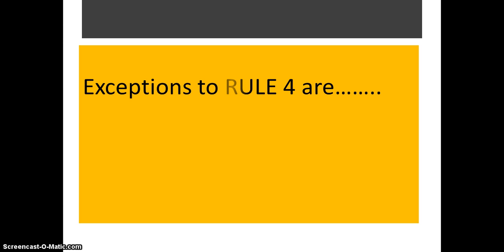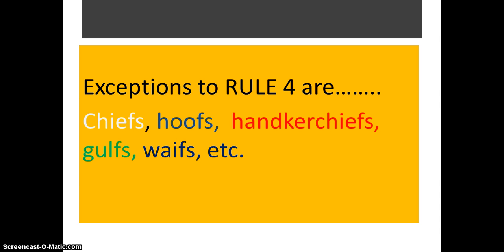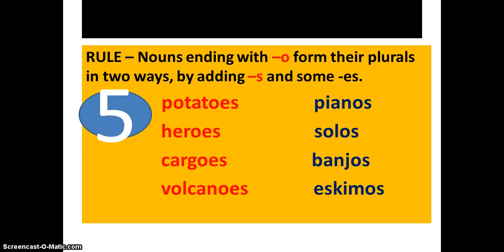How about we try exceptions to these rules? Exceptions to rule number 4, meaning some nouns that already end with F, you cannot change them to VES. So we say chief. The plural of chief is chiefs. You simply add S to it. Same thing for hoof. Hoof becomes hoofs. Handkerchief becomes handkerchiefs. Golf rather becomes golfs. Wave becomes waves, and so on. There are several other words like it. So now let's progress to rule number 5.